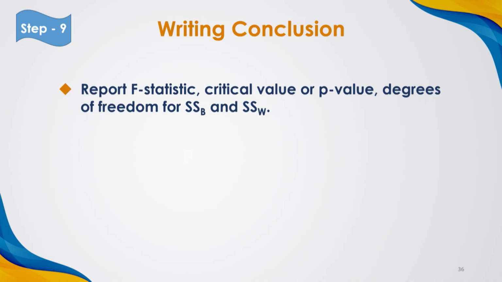Now we move to write our conclusion. This ANOVA table is only a byproduct of the output produced by statistical packages. Whenever you are reporting the conclusion, you need not write the table. Instead, you can report the important values, such as the F statistic, critical value, p value, degrees of freedom for treatment, degrees of freedom for error and total degrees of freedom.